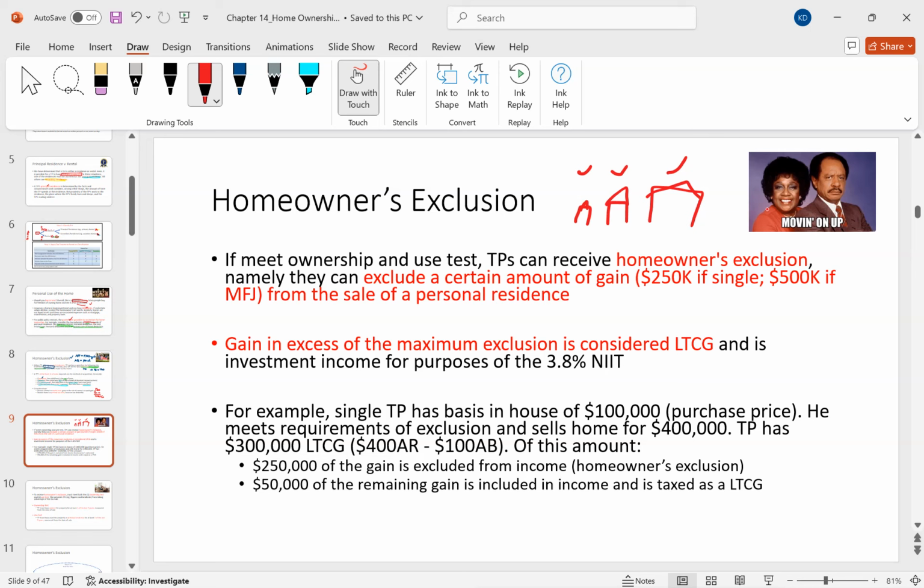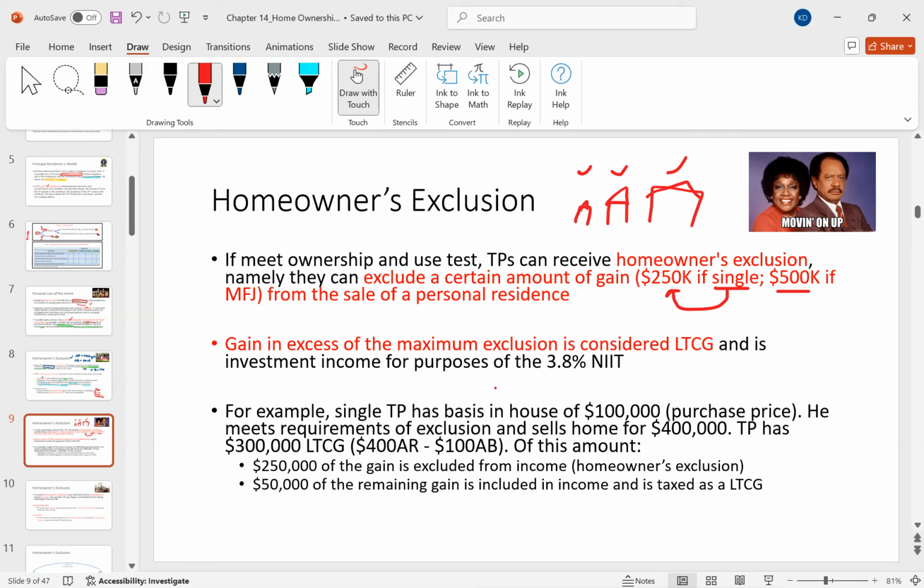The IRS comes in and says, if and when you do sell that home at a gain, we will let you exclude up to a certain amount. So if you're single, up to $250,000 of the gain you can exclude. If you're married, $500,000. That's the idea with it.